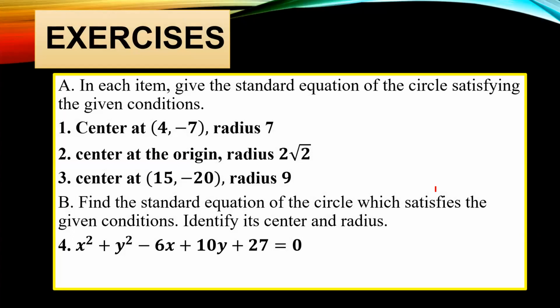And letter B, find the standard equation of a circle which satisfies the given condition and identify its center and radius. So we have x squared plus y squared minus 6x plus 10y plus 27 is equal to 0.